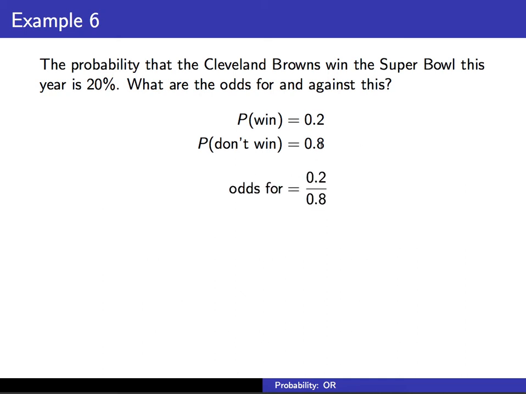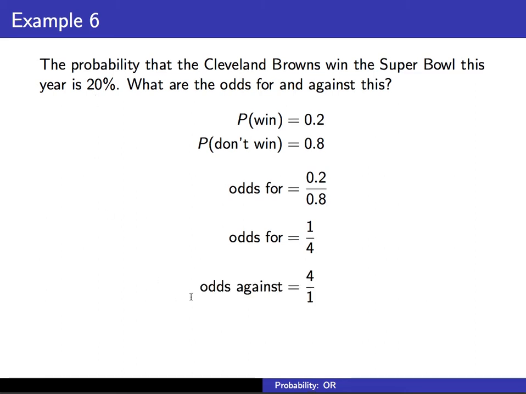So the odds for are going to be 0.2 over 0.8, which is 1 over 4. So for every one person that says they're going to win, 4 people say they don't. So 1 plus 4 would be a total of 5. So 1 out of 5, the ones that say they win over the 5 total, is 20%. So there is a relationship between odds and probability.